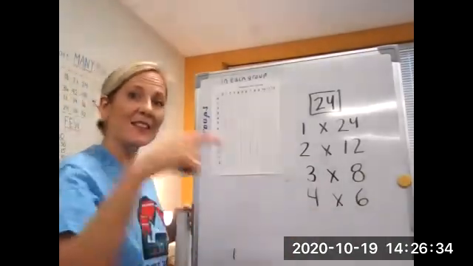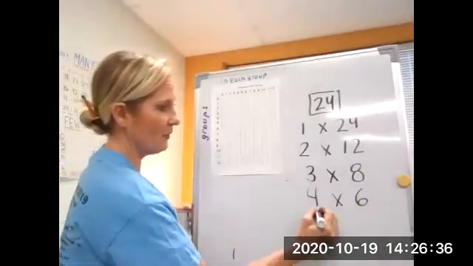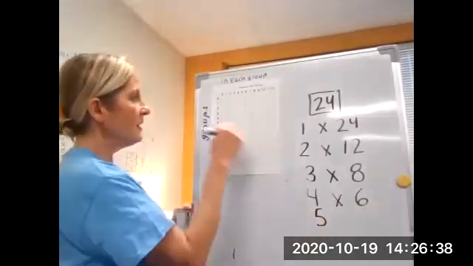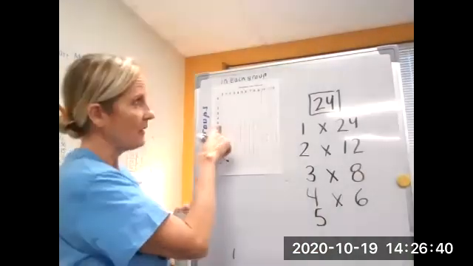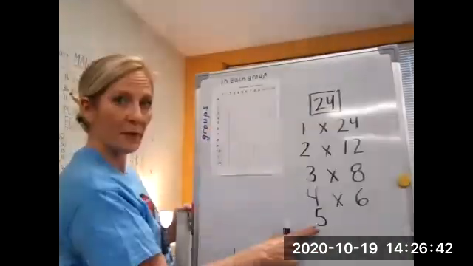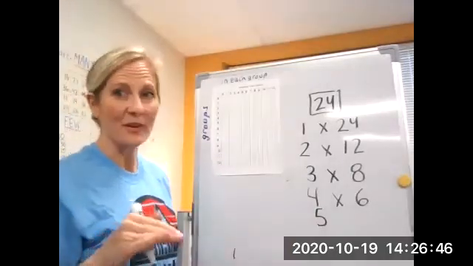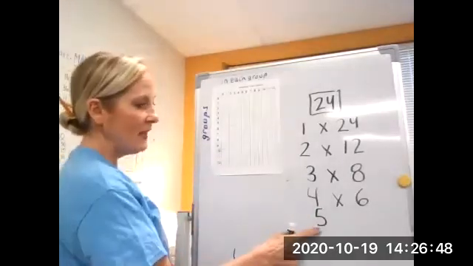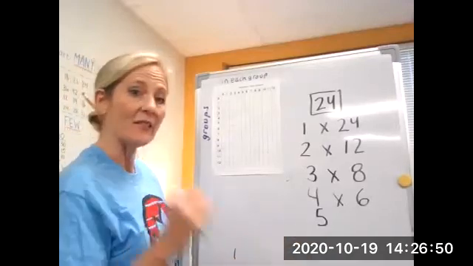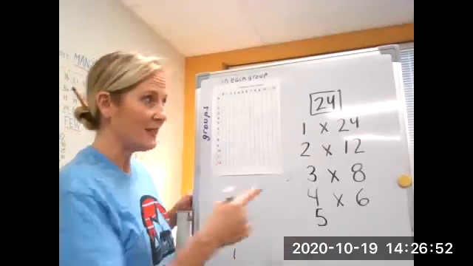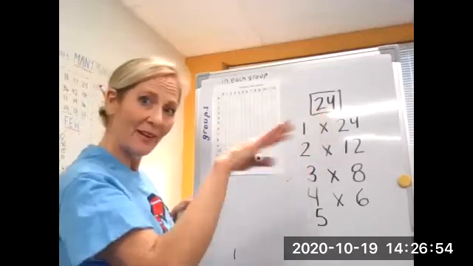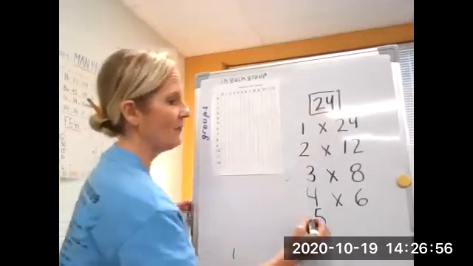Then I would try the next number in numerical order, 5. Is 5 one of the numbers that I can multiply together to get 24? Now, most of you probably immediately know that that cannot be one of the factors, because any multiple of 5 is going to have a 0 or a 5 in the ones place, and this does not. So we immediately know that that cannot be one of them.